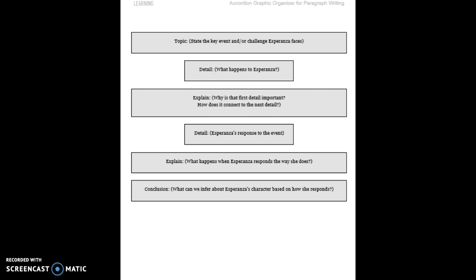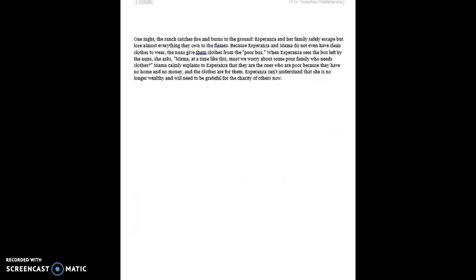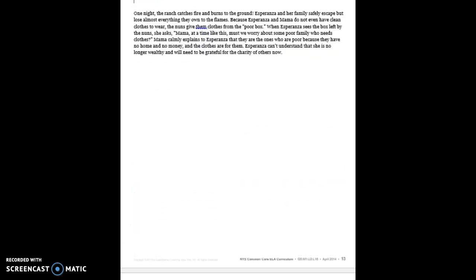So going back to this, the topic is the key event or challenge Esperanza faces. You can see right now the topic, the key event, is that they are now homeless. There's a fire and they have to leave. So right here, you can go ahead and find that Esperanza and her family safely escape but lose almost everything to the flames. So here you can highlight this. And that's your topic. Now, moving on to the next part.